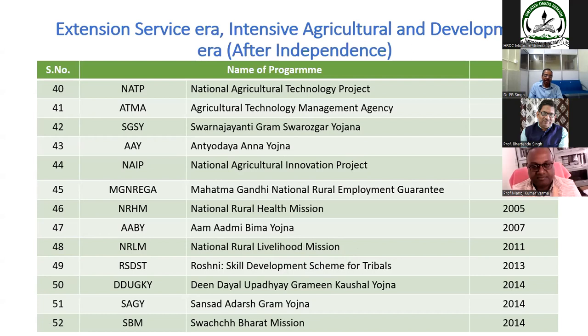Then Deen Dayal Upadhyaya Gramin Kaushal Yojana, DDUGKY. It is popularly known as the Skill India program. Then Sansad Adarsh Gram Yojana, then the Swachh Bharat Mission. So many programs have started after independence. The Government of India has introduced so many programs, right? Health issues, education issues, and so many other things.